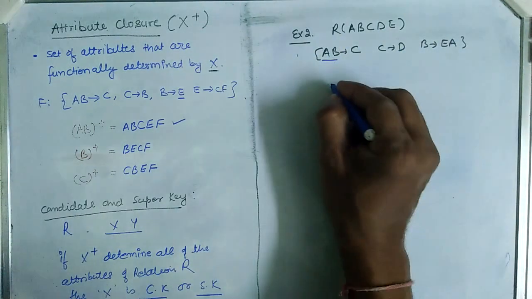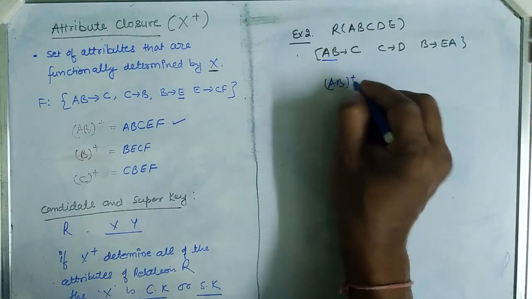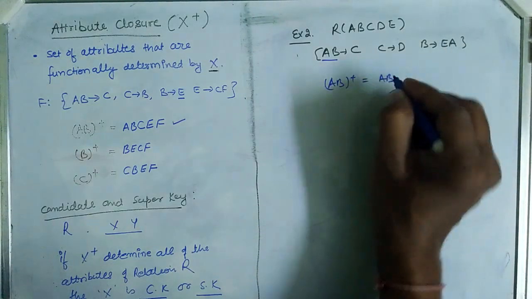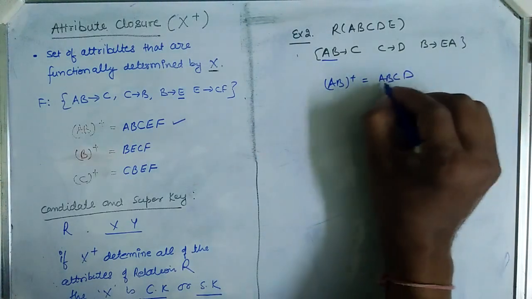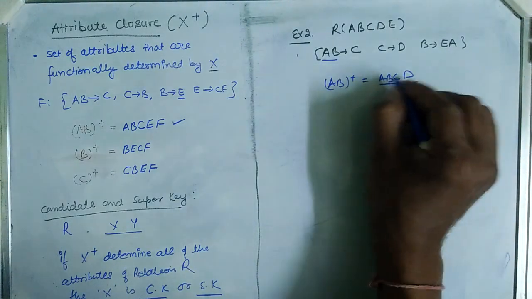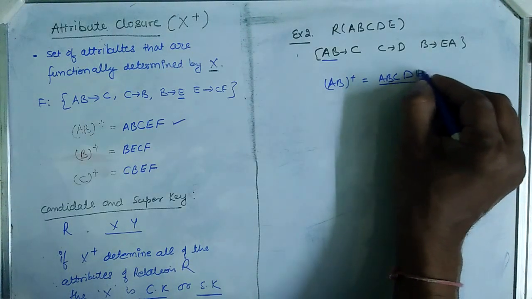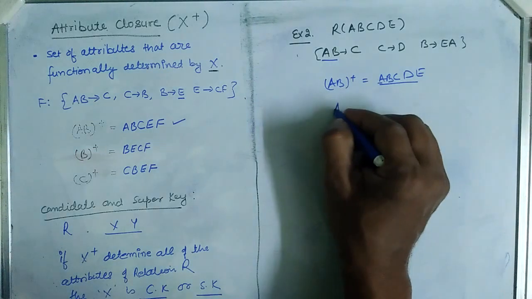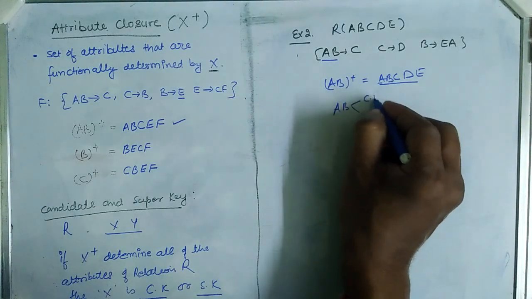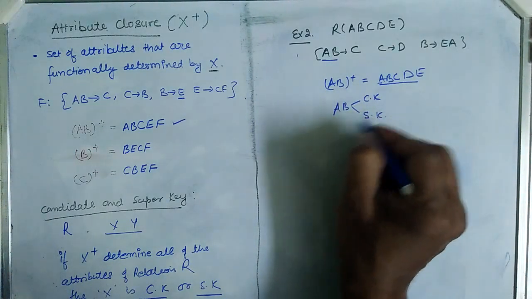So check for the first dependency. You have to find out the AB closure first. So AB closure will lead to AB, then AB will lead to C, C lead to D. So A, B, C, D is there, and B also determines E and A, so E is also added because A is already added here. So yes, AB may be a candidate key or super key.